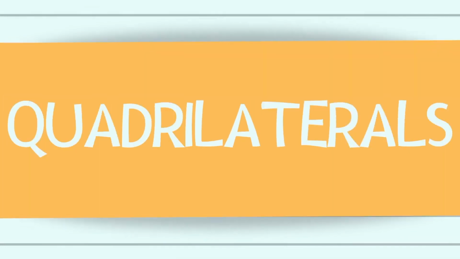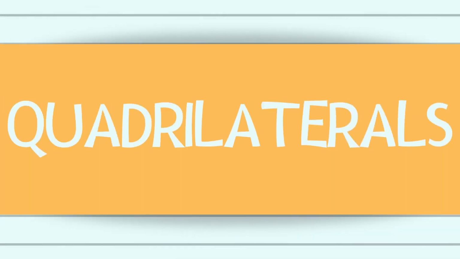Here's a trapezoid because it has 4 sides, but only 1 pair of them run parallel to each other. Only 1 pair. That's why it's a trapezoid. Here's another example of a trapezoid. 4 sides, but only 1 pair is parallel to each other. The other pair of sides are not. And that is it. That is our super fast rundown of quadrilaterals.